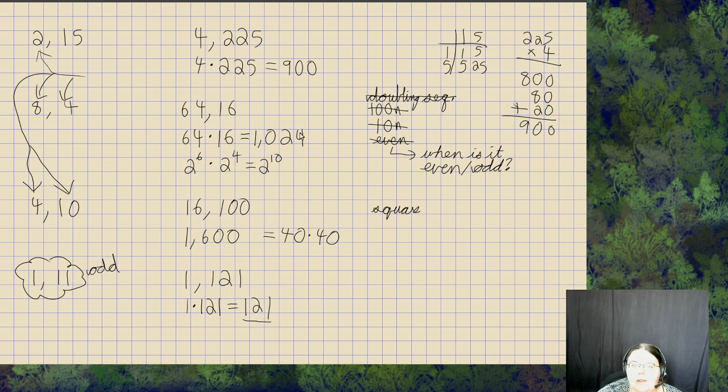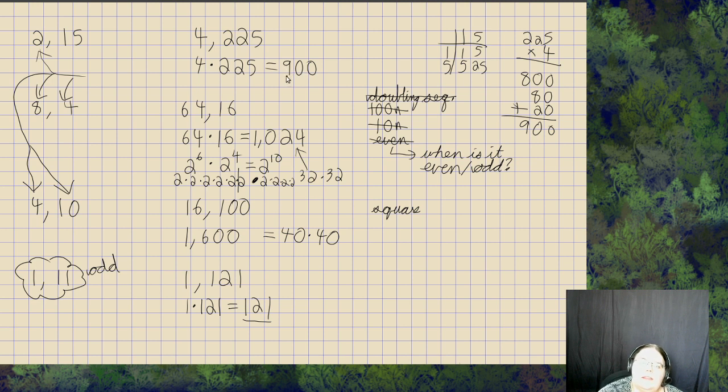A 1,024, well, that's a little bit trickier. But it turns out that 32 times 32 is 1,024. How did I do that one, by the way? I said, okay, what if we took one of these 2's? So what we had here was 2 times 2 times 2 times 2 times 2 times 2. Okay, so that was the 2 to the 6th, and then we had a 2 to the 4th. Well, what if we regrouped that to 2 to the 5th times 2 to the 5th?